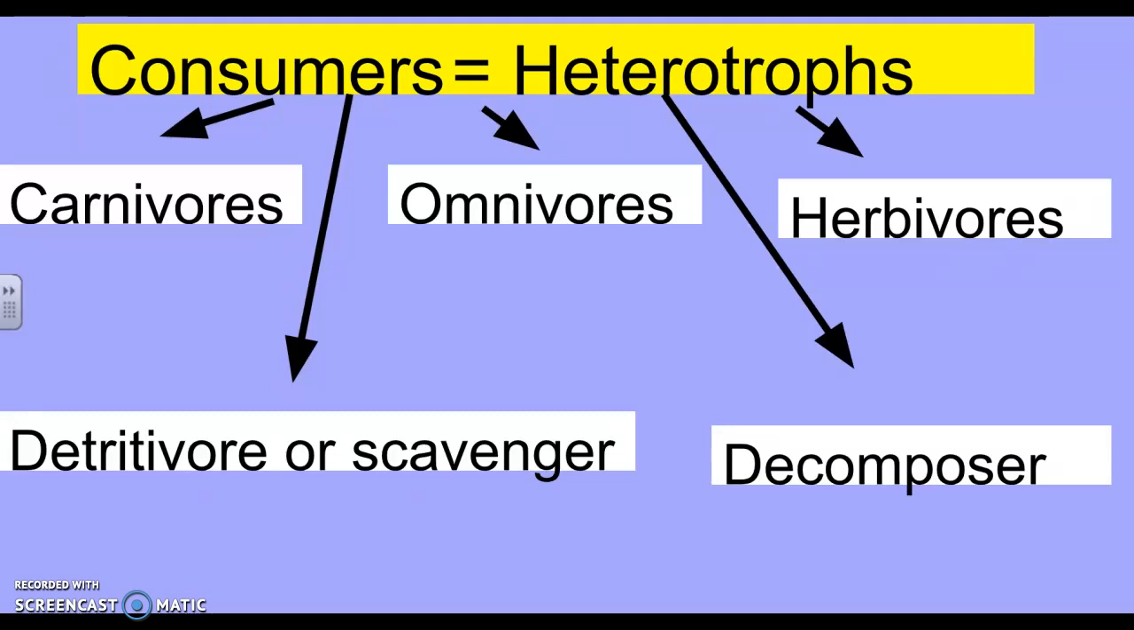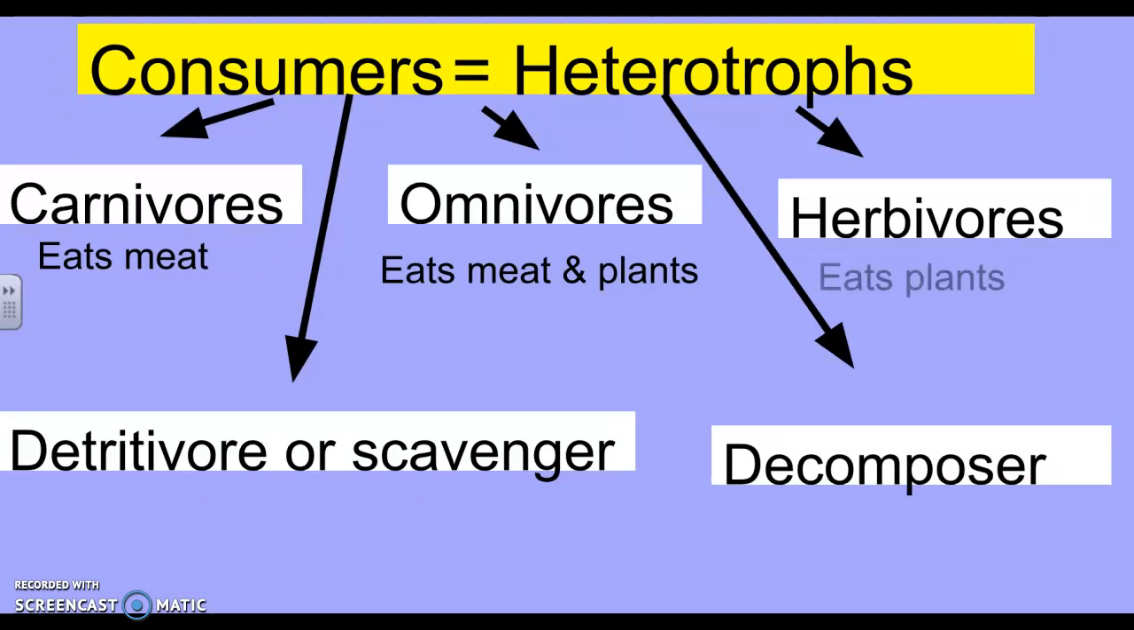The first one is a carnivore. Carnivores are going to eat only meat. It's sugar, glucose. The next one is omnivores. Your sheet has herbivores next, so skip to omnivores. Omnivores are going to eat both, so they're going to eat meat and plants. And herbivores are only going to eat plants.